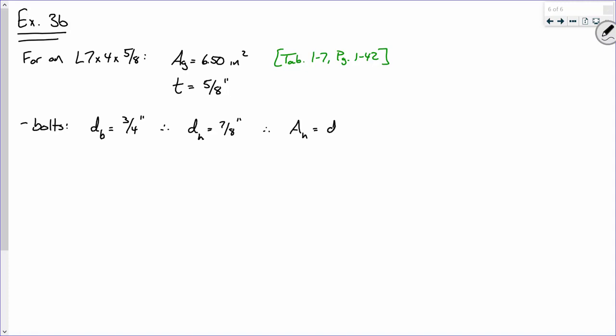There you go. So the diameter of the hole times the thickness, which is 7/8 times 5/8. So if you want, you could say that's 35/64 or something like that. Somebody give me a decimal. We'll say 3 decimal places. 0.547. Got a second on that?